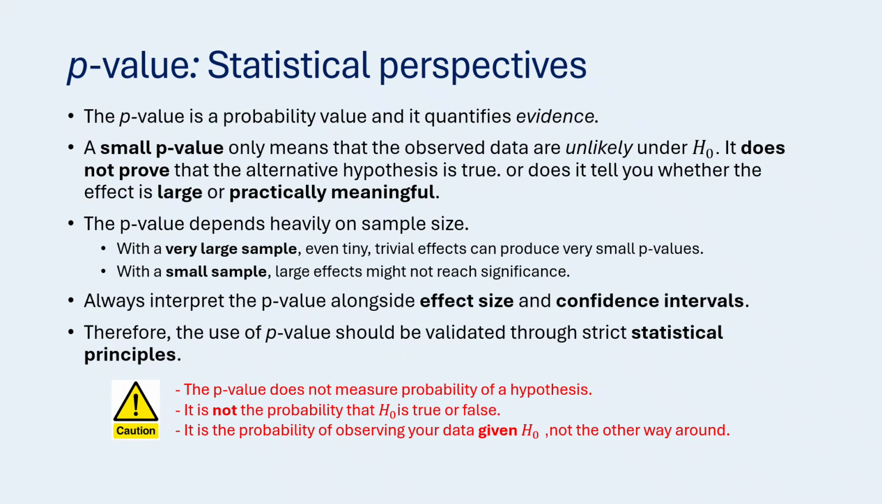The p-value does not measure the probability of a hypothesis. It's not even the probability that H0 is true or false. Often this is a misinterpretation, a misunderstanding in the community of statistics and social science research. They treat the p-value as the probability of rejecting H0 when H0 is true, but it is not. That is alpha. The p-value is the probability of observing your data given H0, not the other way. Absence of evidence is not evidence of absence. So be careful about it.